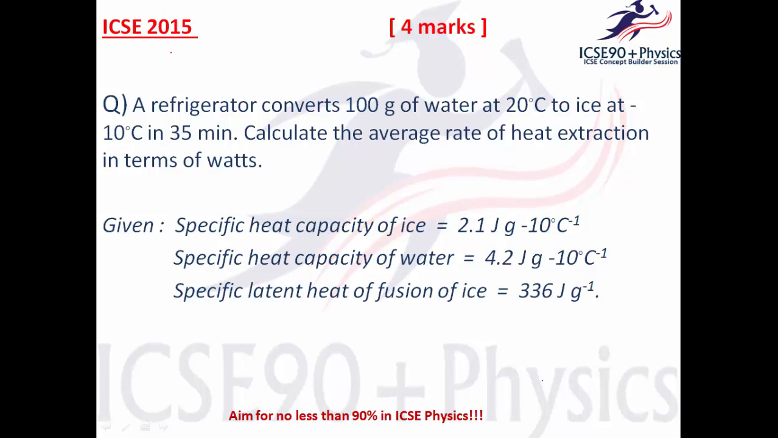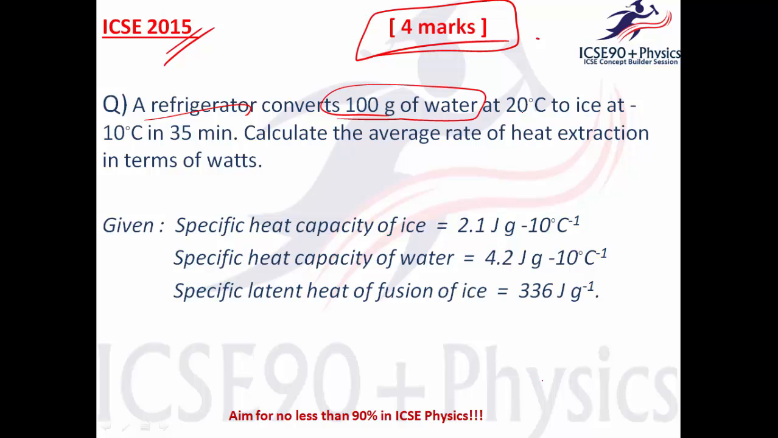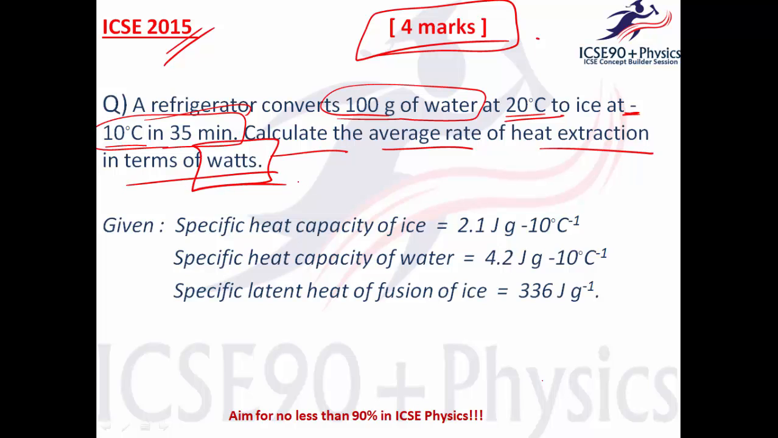Moving on to another question from the year 2015 for 4 marks. A refrigerator converts 100 grams of water at 20 degrees Celsius to ice at minus 10 degrees Celsius in 35 minutes. And we are asked to calculate the average rate of heat extraction in terms of watts.